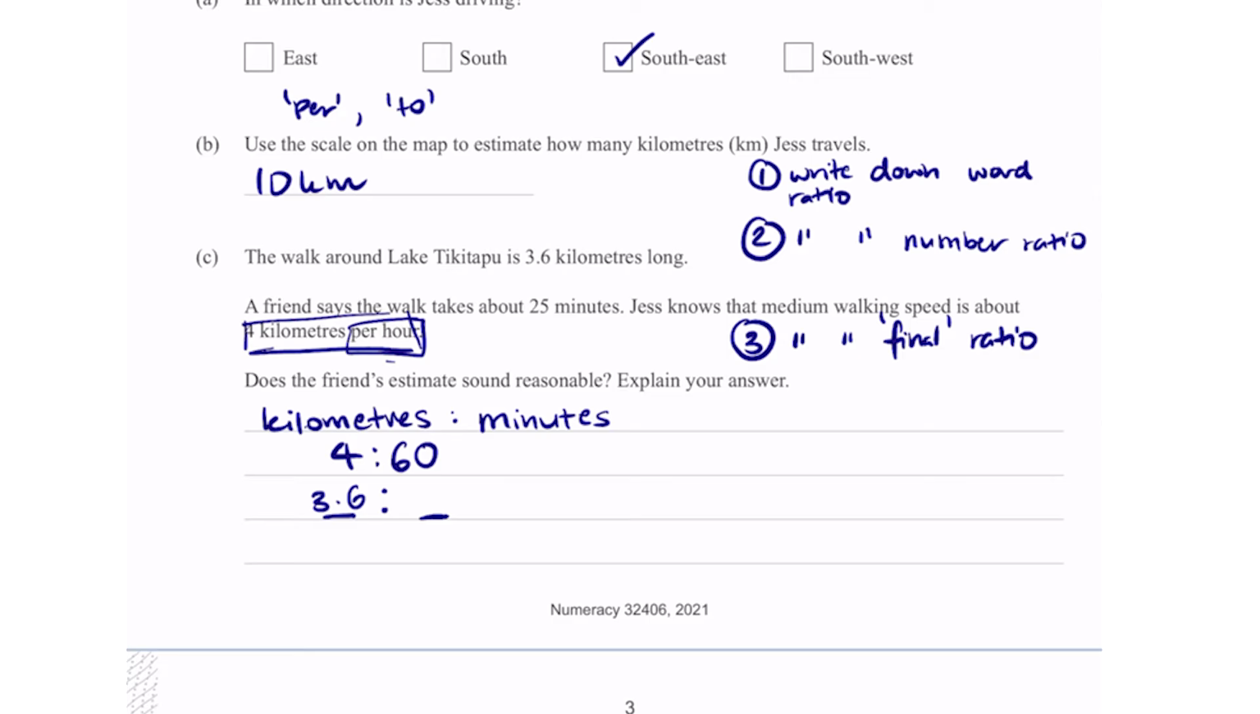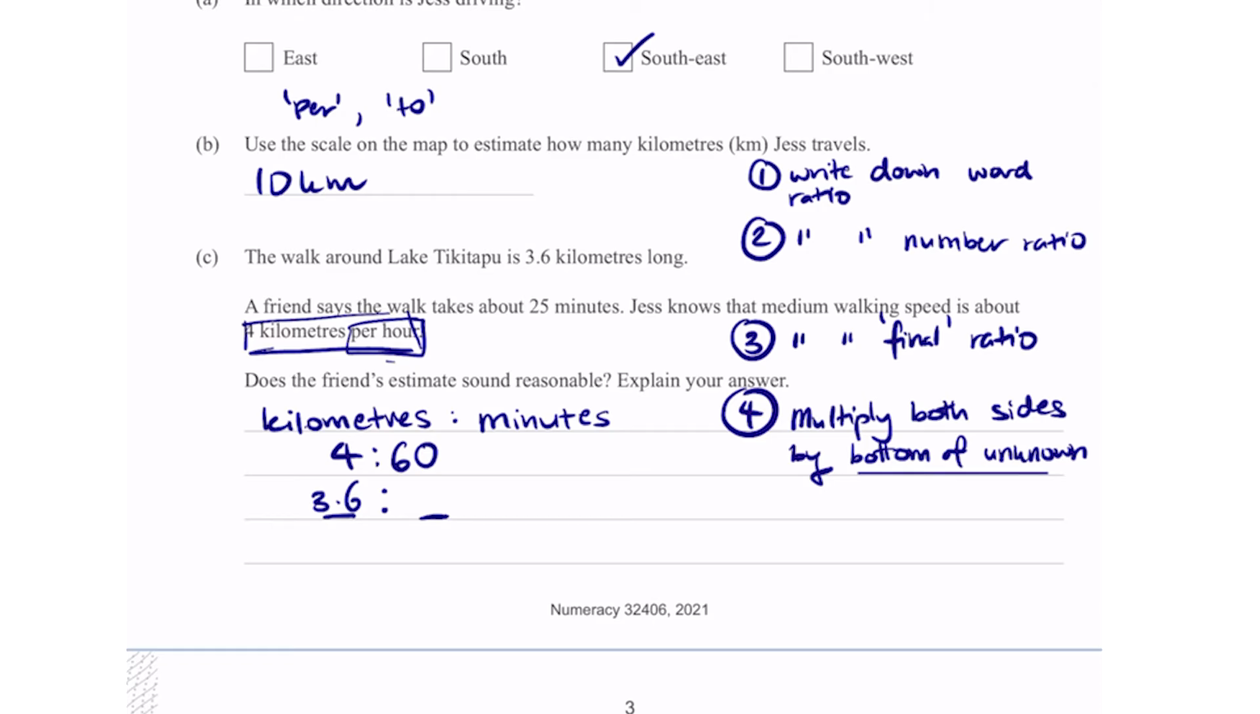So now that I've written down our final ratio, in all honesty, we don't actually know what this is yet. We want to work that out. That's what we're trying to figure out. So this is our unknown. So how do we work this out? So the technique that we use, so part 4 is the most important part, is we multiply both sides by, we're going to say the bottom of unknown divided by the top of unknown.